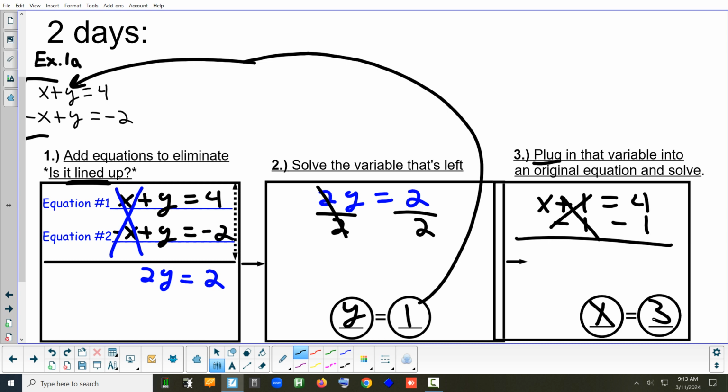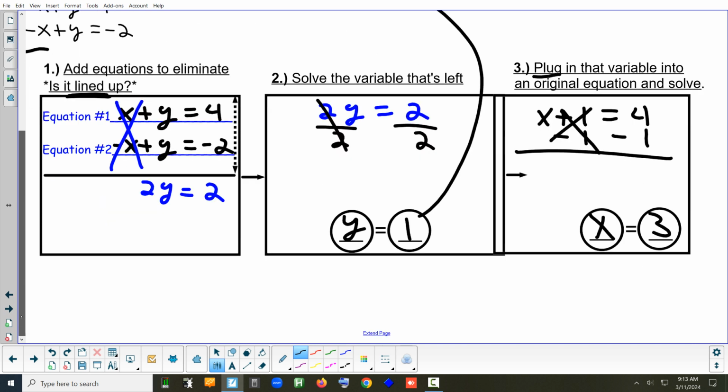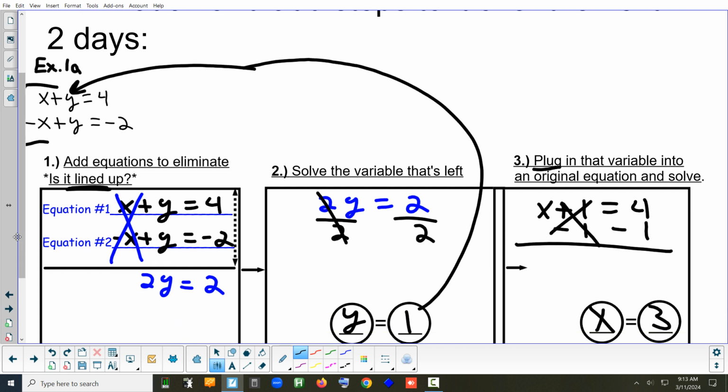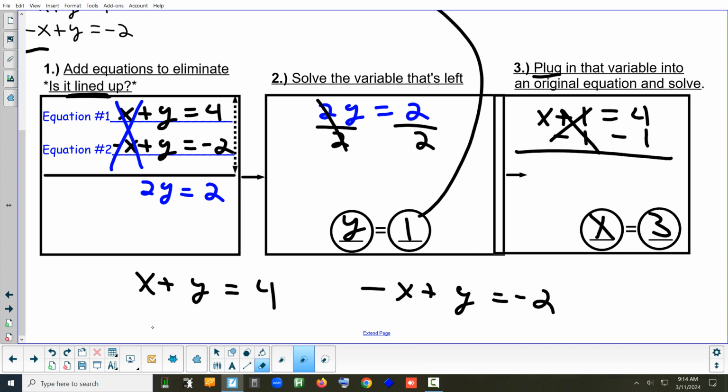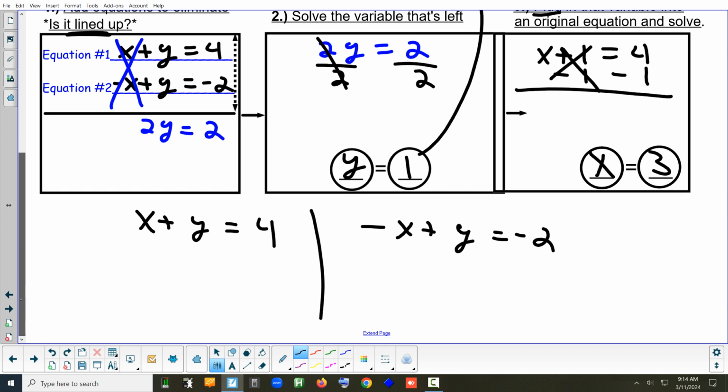Plug both of the answers back into the equation. Yeah, let's just plug them back in and see if they worked. So let me copy them down. X plus y equals 4. And negative x plus y equals negative 2. So let's do the first one on the left. Eli, what did we get for x? 3. And what did we get for y? 1. Put a question mark. Hopefully it comes out right.